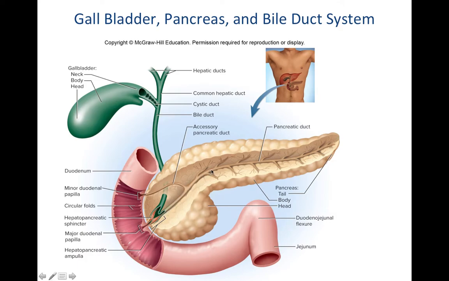Speaking of the pancreas, here's your pancreatic duct running all the way through, all the way up to the tail. So here's the tail of the pancreas over here, and the body of the pancreas, and the head is this enlarged section right here. The pancreatic duct will drain all of the pancreatic juice being made by the acini of the pancreas.